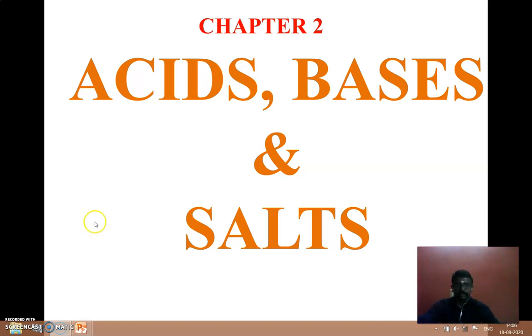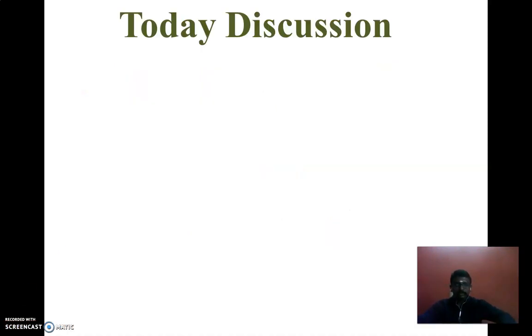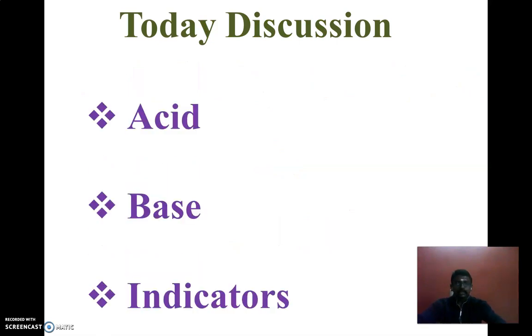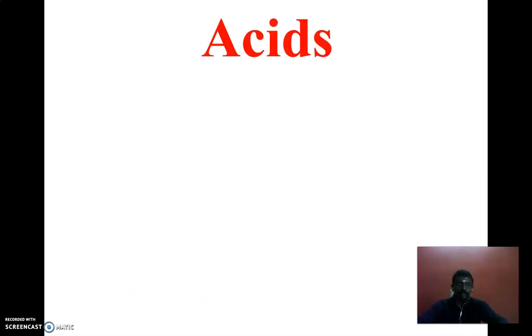In this session we discuss acids, bases and indicators. How acids can be identified and what their properties are, how bases can be identified and what their properties are, and what indicators are and their uses. This is the topic today. Now we will discuss first: what is an acid?